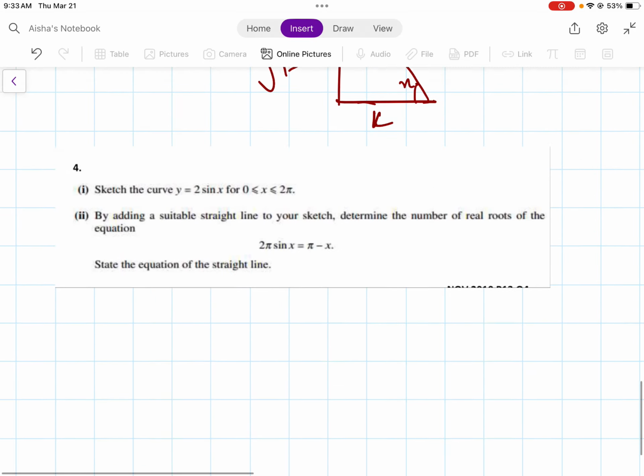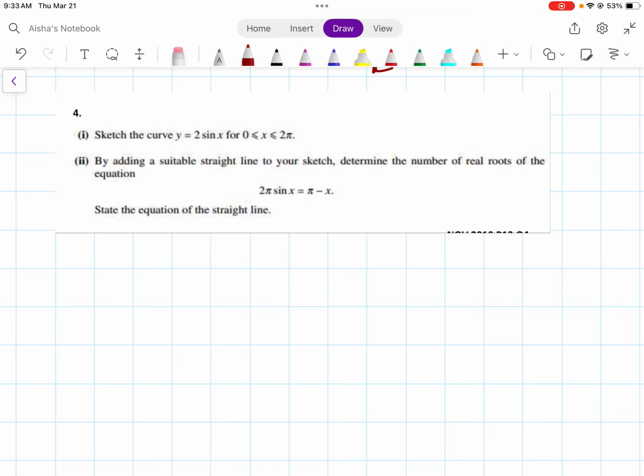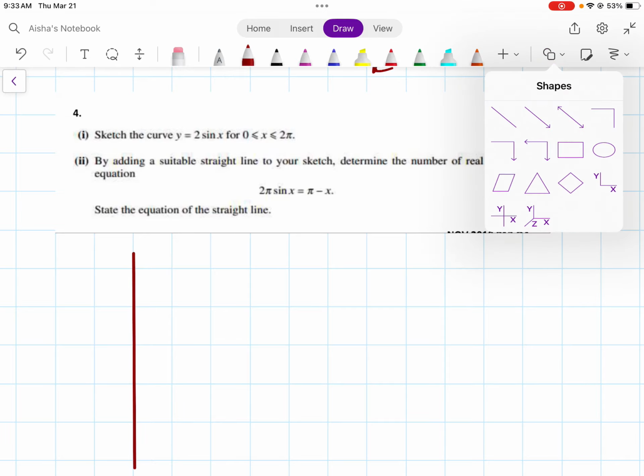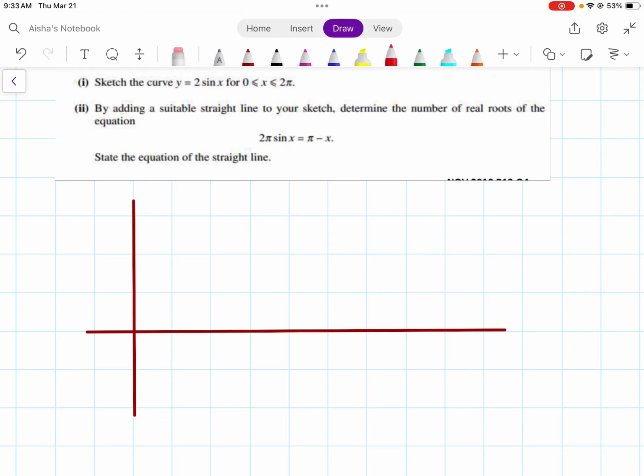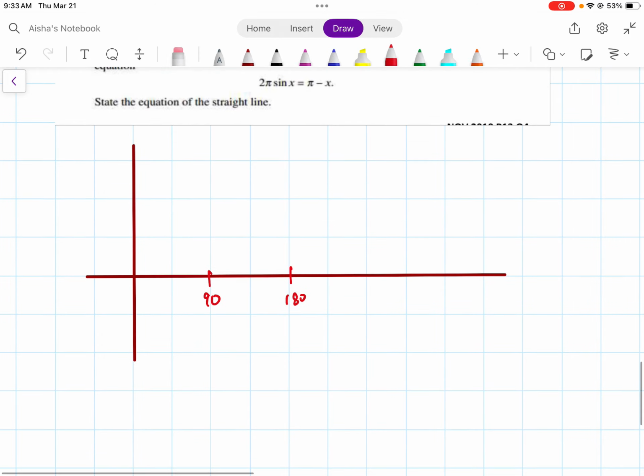Alright, sketch the curve y is equal to 2 sine x. Very easy. It is from 0 to 2 pi, so I'll use the 0 to pi values. 0, 2, 0, minus 2, and then 0 again.